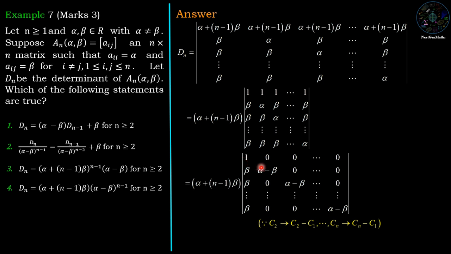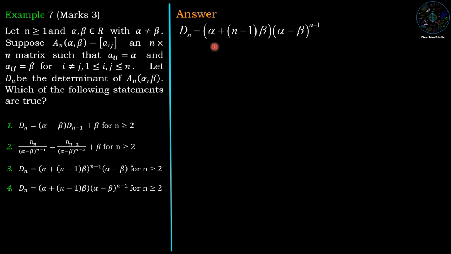And here we have a triangular matrix, and the determinant of a triangular matrix is nothing but the multiplication of the diagonal values. Therefore we have alpha plus n minus 1 into beta, into alpha minus beta, alpha minus beta, alpha minus beta, into 1. So alpha minus beta appears n minus 1 times, so it is (alpha minus beta) power n minus 1. So the final form of determinant Dn is (alpha plus n minus 1 beta) times (alpha minus beta) power n minus 1, which is option number 4. So option number 4 is correct.